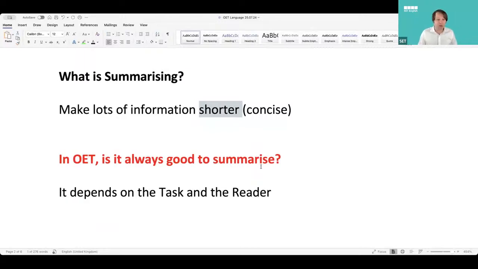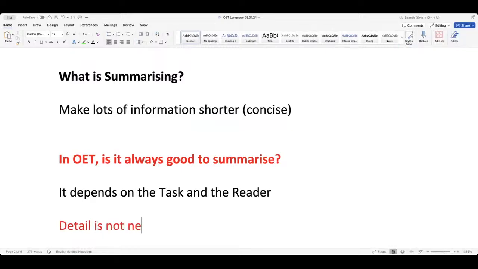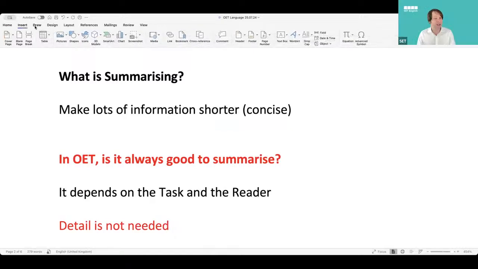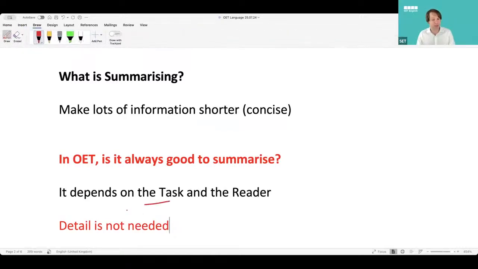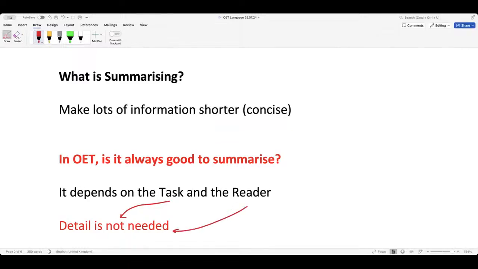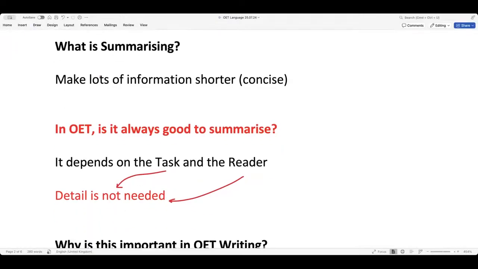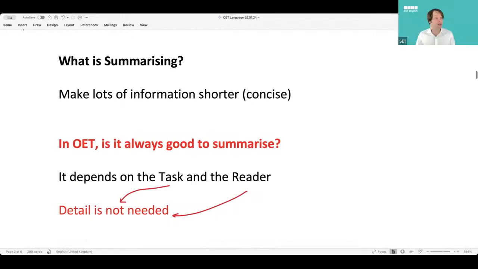We're only summarizing really when detail is not needed, right? For the task and for the reader. Maybe the task does not need the detail. Maybe the reader does not need the detail. Does anyone remember last week? Ada, do you remember last week's case notes? Was it Rachel Brown? Last week we wrote an OET letter, and it was Rachel Brown, and we summarized the hospital visit.